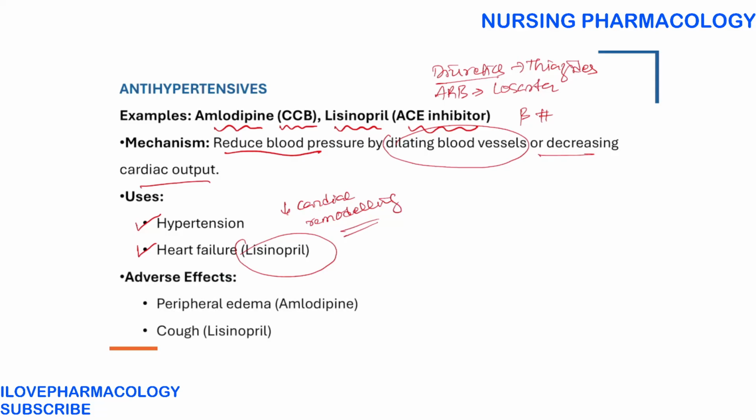So the adverse effects: amlodipine will cause peripheral edema. Dry cough is the classical side effect of lisinopril. Thiazides can cause hyperuricemia, and also amlodipine can cause constipation, etc.